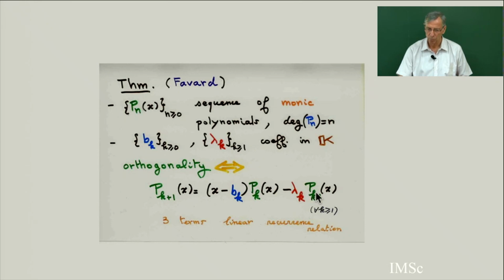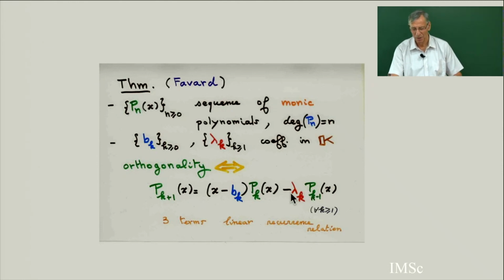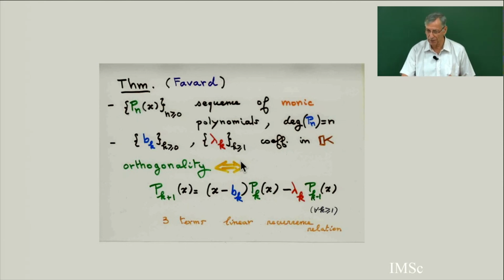Is each lambda_k greater than 0, or non-zero? It's non-zero. Each lambda_k must be non-zero. So if you are in the real numbers, and if the lambda_k are all strictly positive, then the moment problem has a unique solution. But if the lambda_k are any non-zero real numbers, then there may be several measures that give the same orthogonality.